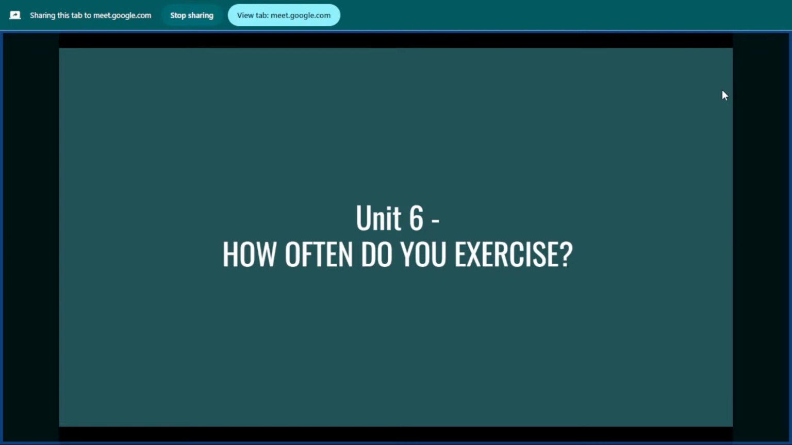What do we mean by how often do you exercise? What do you understand? Often means how many times. Yeah, that's the question that we are posing over here. Ankita, I can't see you on camera.